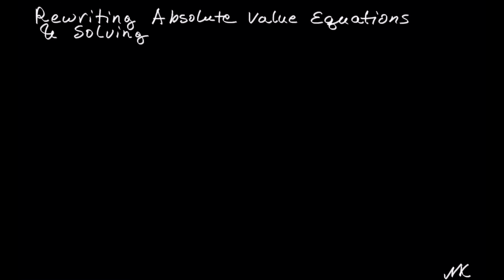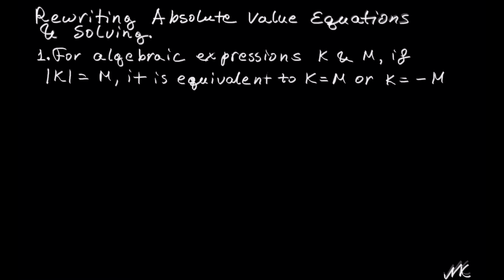Hello, in this video we will look at rewriting absolute value equations and solving them. So for algebraic expressions k and m, if the absolute value of k is equal to m, it is equivalent to k equals m or k equals negative m. And we will see what it means in the following example.